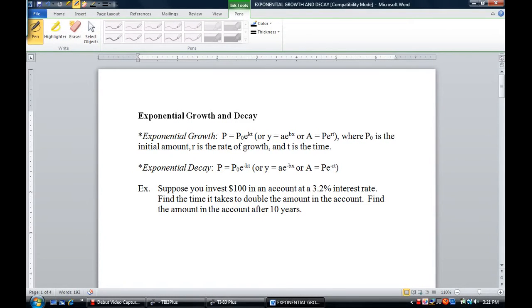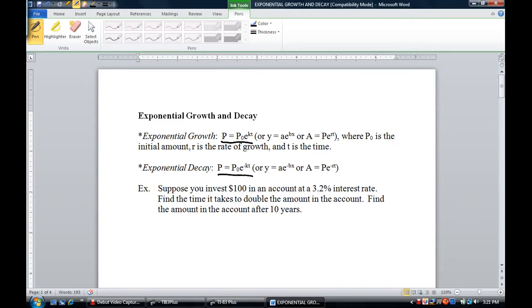Exponential growth and decay. We're going to use two formulas primarily for these. P equals P sub 0 e to the kt. You may see it as y equals a e to the bx or A equals P e to the rt. It depends on your book and your instructor. I don't know what they're using. I'm going to use the P equals P sub 0 e to the kt.